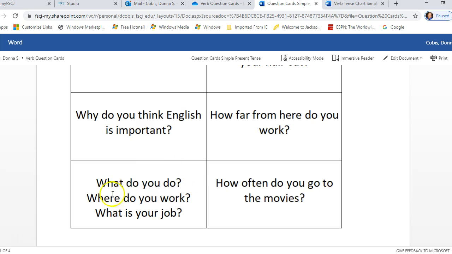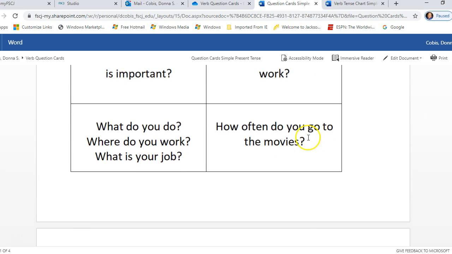Here is, what do you do? This is a question that we use to, by this we mean what type of work do you do? What is your job position? Where do you work? What is the name of the company, for instance? Or also, what is your job? Which could tell us a little bit about your job position.